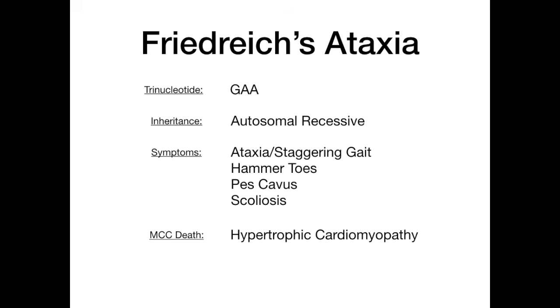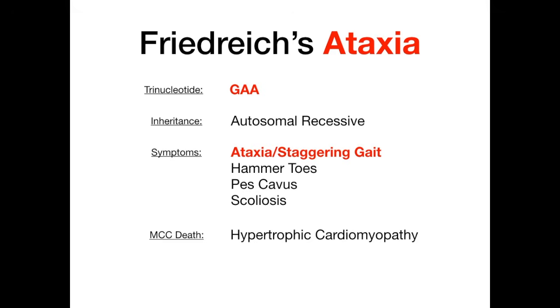Now, I know what you're thinking. Dirty. How am I going to remember all this crap? Well, here's what we're going to do. So first, the disease is called Friedreich's ataxia, right? Ataxia means that you can't walk or that you stagger and fall down. And we also need to remember that the trinucleotide repeat is GAA, G-A-A.